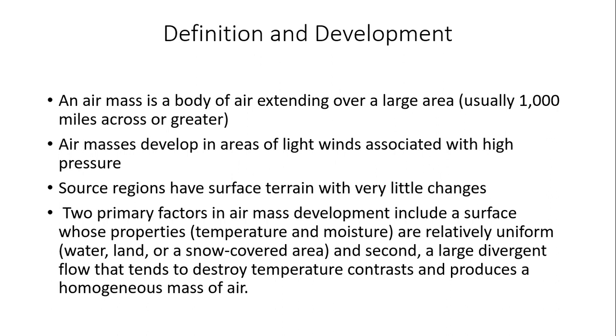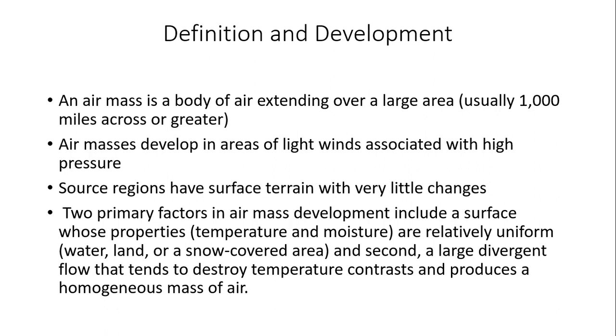What exactly is an air mass? An air mass is a body of air that extends over a large area, and it's usually 1,000 miles across, or even a greater distance than 1,000 miles. These air masses are going to develop in areas of light winds, as I previously mentioned. Air mass development is not very favorable in areas with a lot of wind and a lot of mixing in the atmosphere. So air masses tend to develop in areas of light winds, associated typically with high pressure.